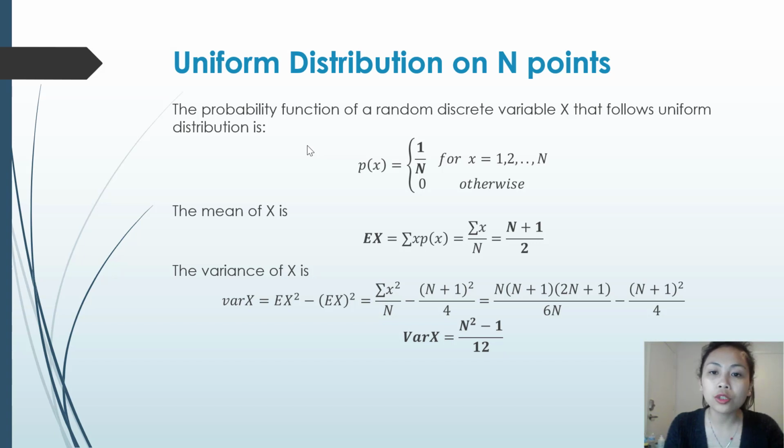So the uniform distribution is used when we have n points that are equally treated. Here we have n points from 1 to n, and the probability of getting any point here is the same. So the probability at any point from 1 to n is 1 over n, and any point outside this range is 0. So that's the first distribution.